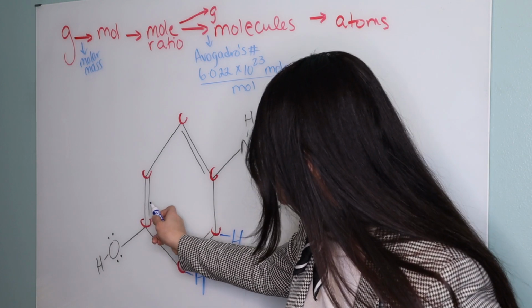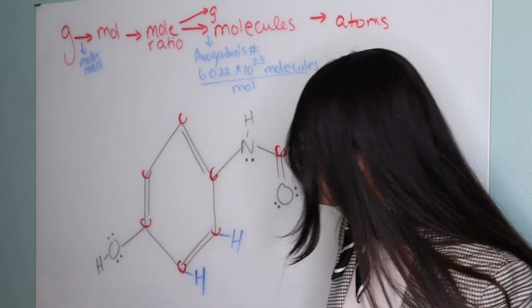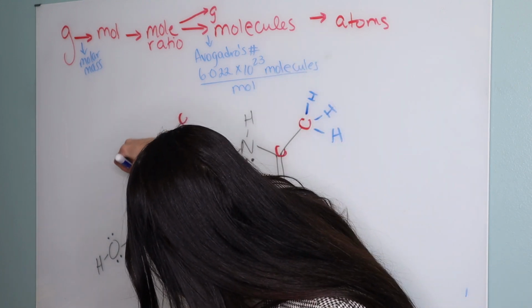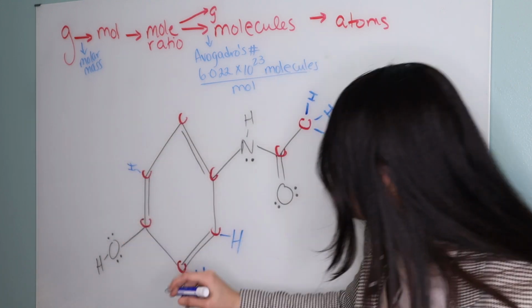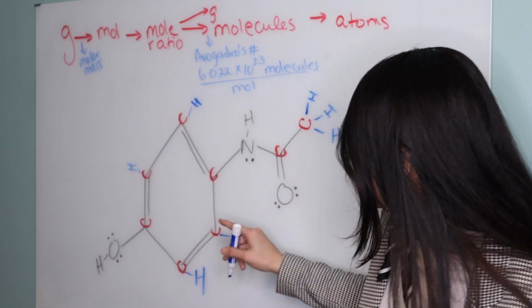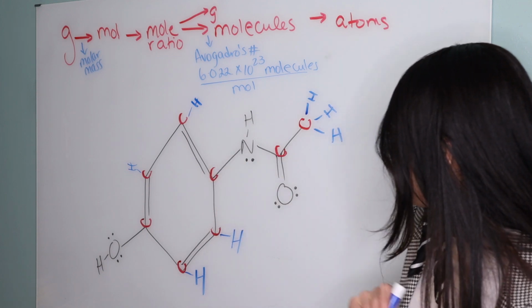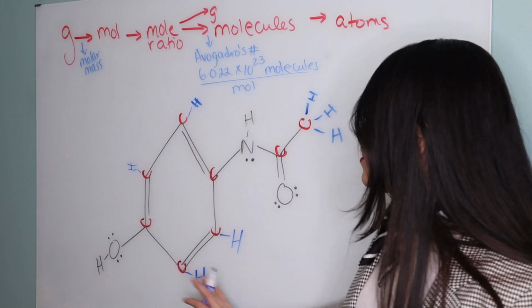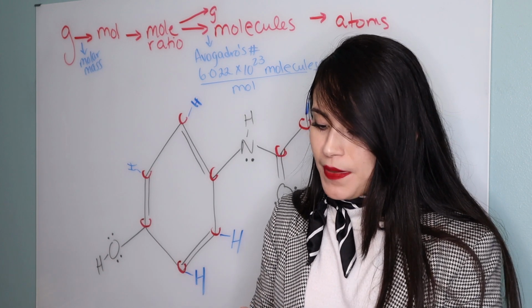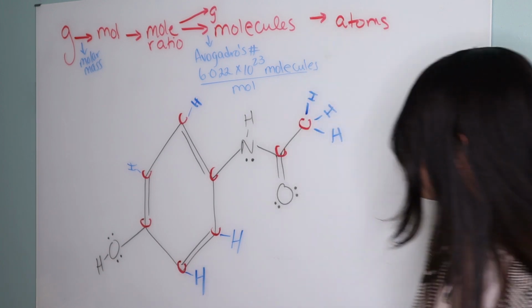Over here, 1, 2, 3, 4. We leave that alone. 1, 2, 3. We need 1 more, so write 1 hydrogen. 1, 2, 3, 4. 1, 2, 3, 4. We already did that one. After you've done this, you've done the hardest part. So don't mess up by counting how many there are of each atom.